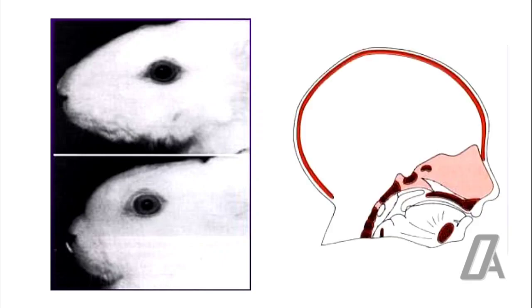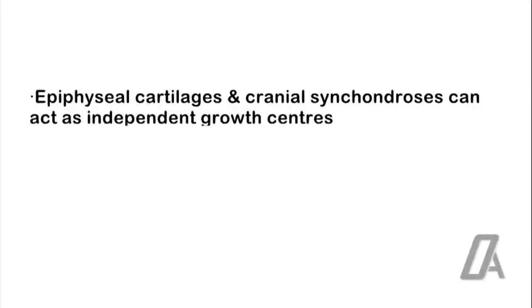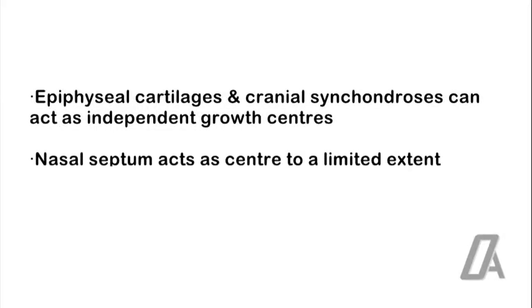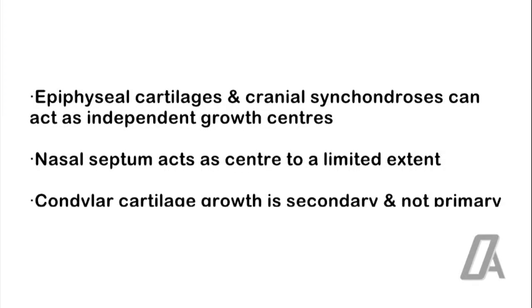In nasal septum and cranial synchondroses, endochondral ossification is present. Transplantation of epiphyseal plate and synchondroses results in growth in the transplanted area. This led to the conclusion that epiphyseal cartilages and cranial synchondroses can act as independent growth centers. Nasal septum acts as center, to a limited extent. Condylar cartilage growth is secondary, and not primary.